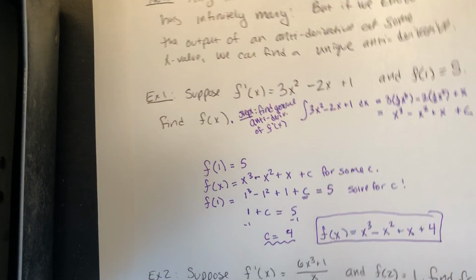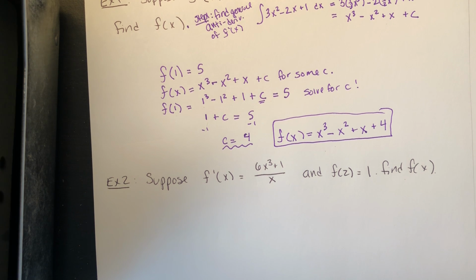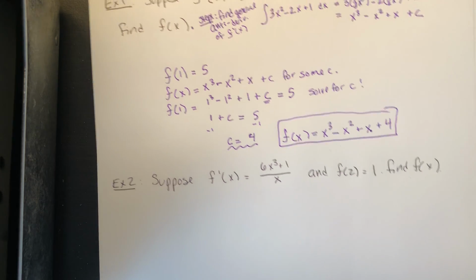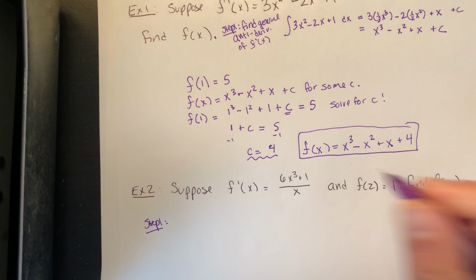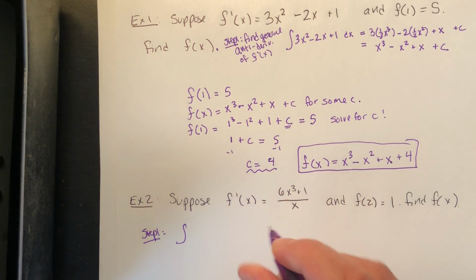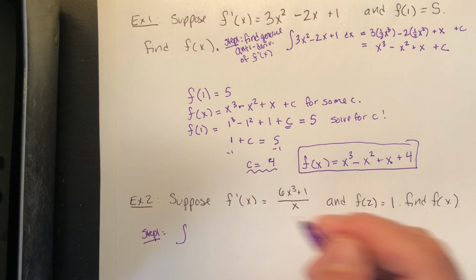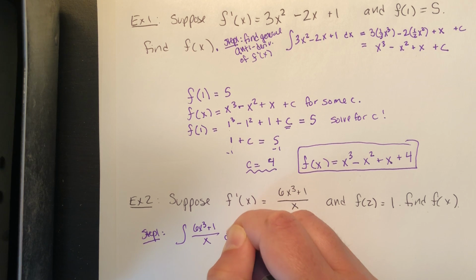Let's look at one more example. Suppose f prime of x is this function here, 6x cubed plus 1 over x. And suppose we also know that f of 2 is equal to 1. Let's try to find that specific single antiderivative function f. Step 1, we want to find the general antiderivative of the f prime function. So find the antiderivative of 6x cubed plus 1 over x with respect to x.